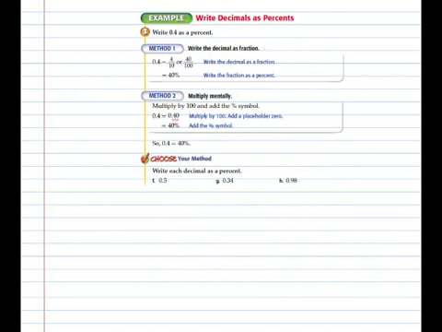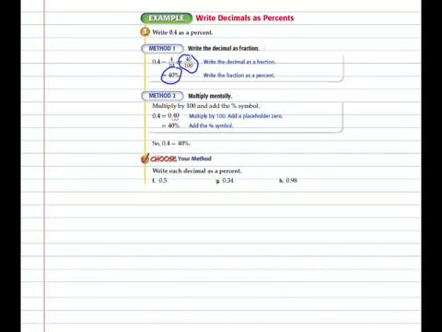Example number 4. Write 0.4 as a percent. Well, using place value, 0.4 is 4 over 10. To change that to a percent, I simply need to make my denominator 100. Doesn't show it here, but I'm multiplying numerator and denominator by 10, which gives me 40 over 100, which is 40%.